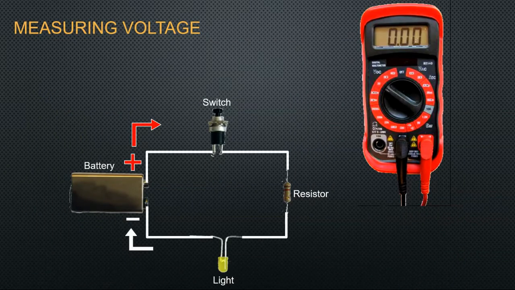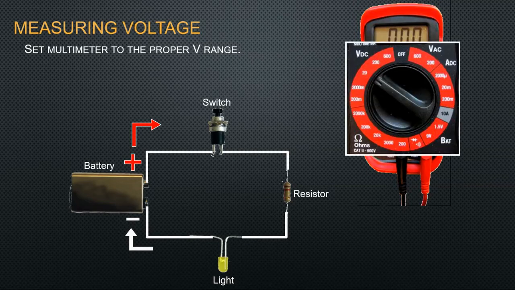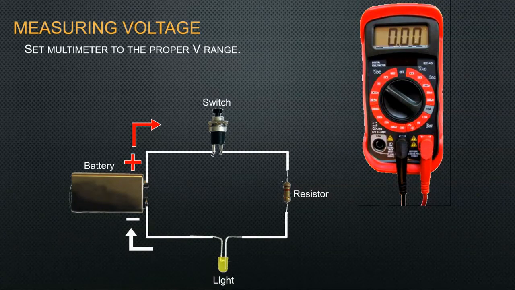To measure voltage with a multimeter, the dial should be turned to the appropriate voltage range. Voltage is measured across the component, so one of the wire leads is touched to one side of the component being measured and the other lead is touched to the other side.